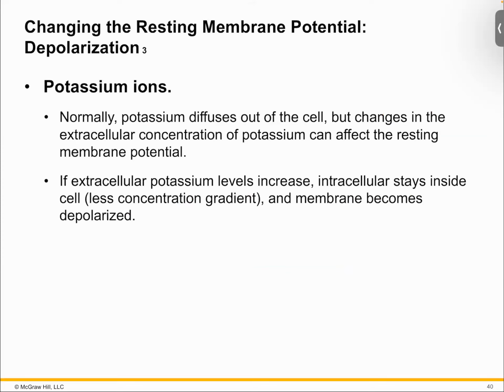Potassium ions, because of their high concentration inside the cell, usually want to diffuse outside of the cell. But you can mess with this really easily, especially by repelling it with positive charge. Because potassium is high on the inside versus the outside, by concentration gradient it's naturally going to want to flow from the inside to the outside, right?